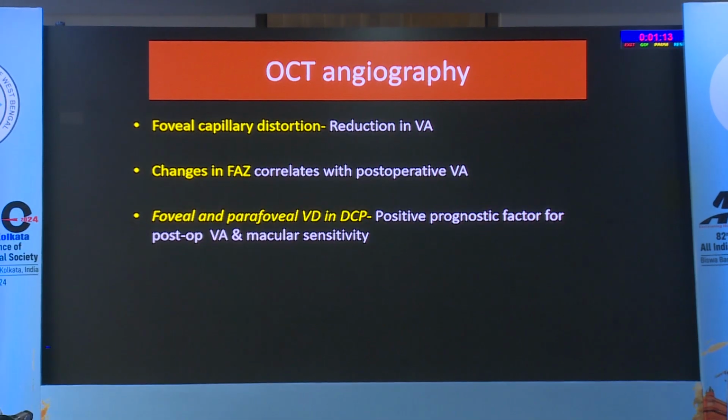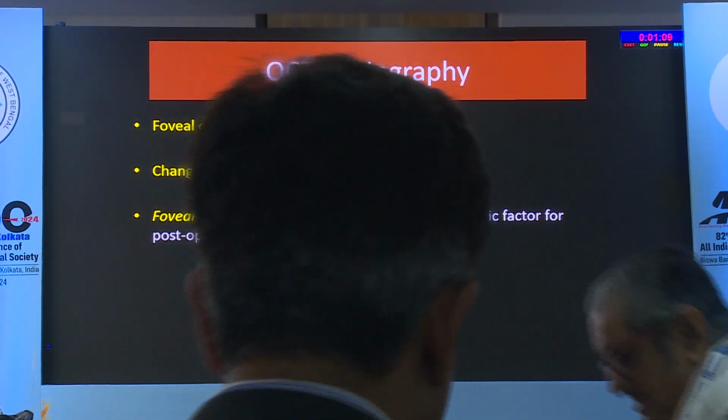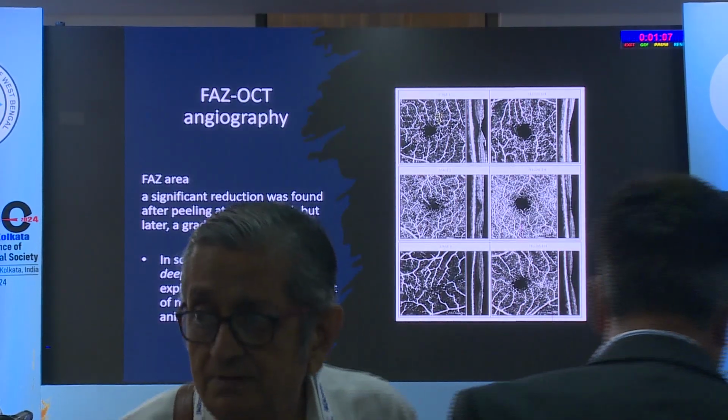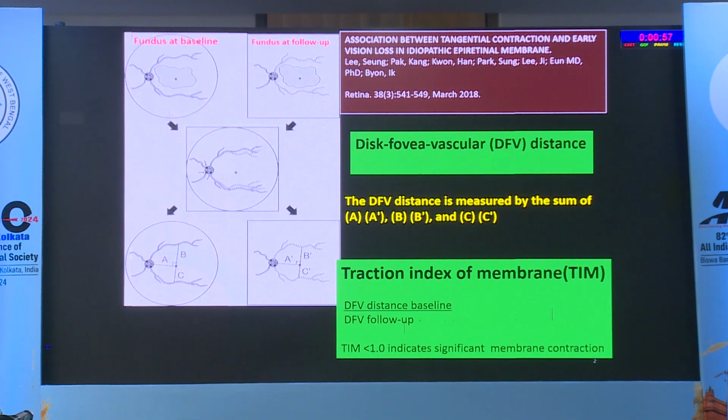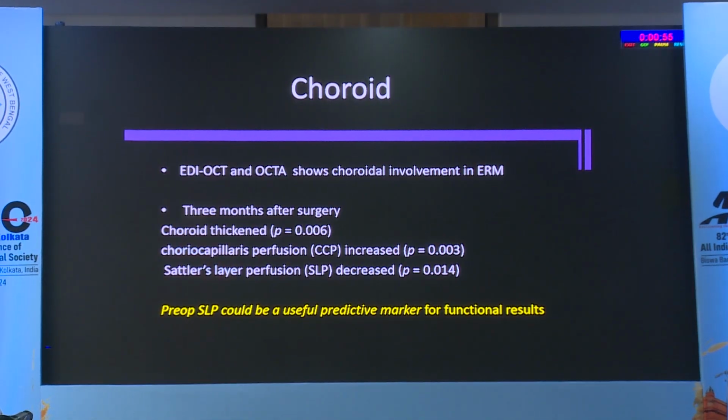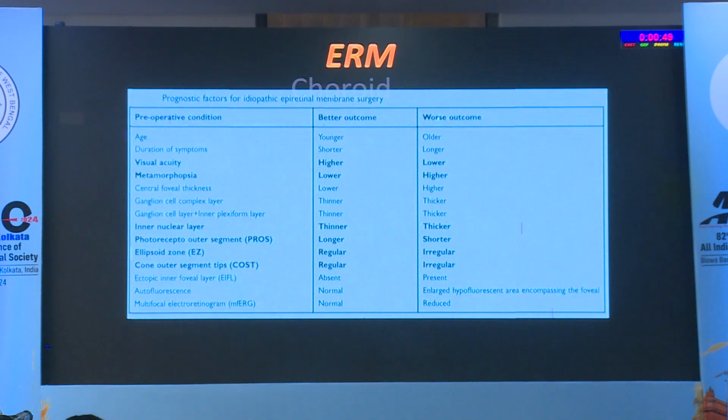In OCT angiography, foveal and parafoveal vessel density is definitely a positive prognostic factor for post-op visual acuity and macular sensitivity. In some cases, post-surgery, you may not see a typical FAZ expansion. These patients tend to do poorly in spite of removal of the ERM. Choroid: if you look at it, saddler layer perfusion is one of the prognostic factors shown to be associated with good functional recovery.